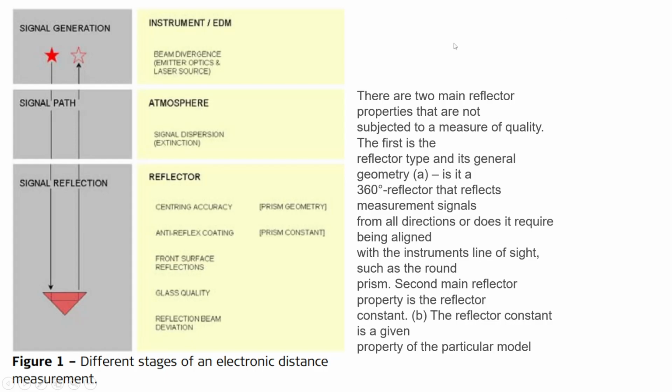You can see the different stages of an electronic distance measurement. Here you can see signal generation, signal pass, signal reflection, and backwards the signal goes back to the instrument.